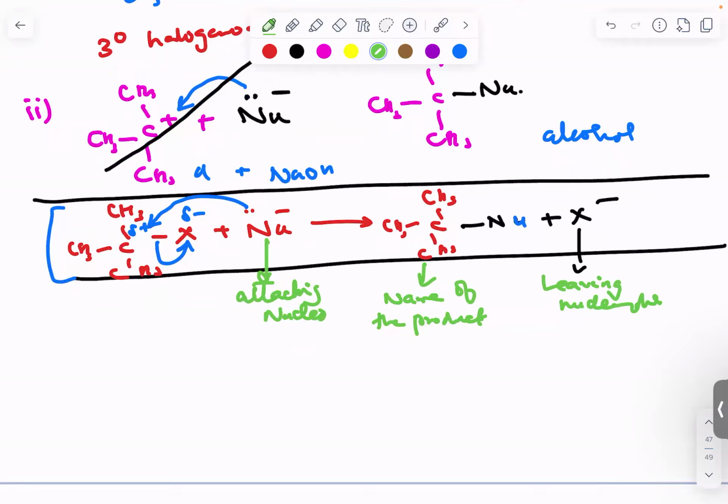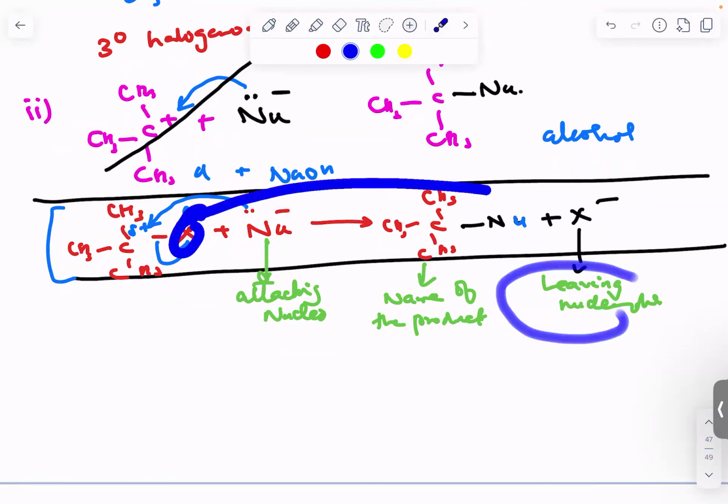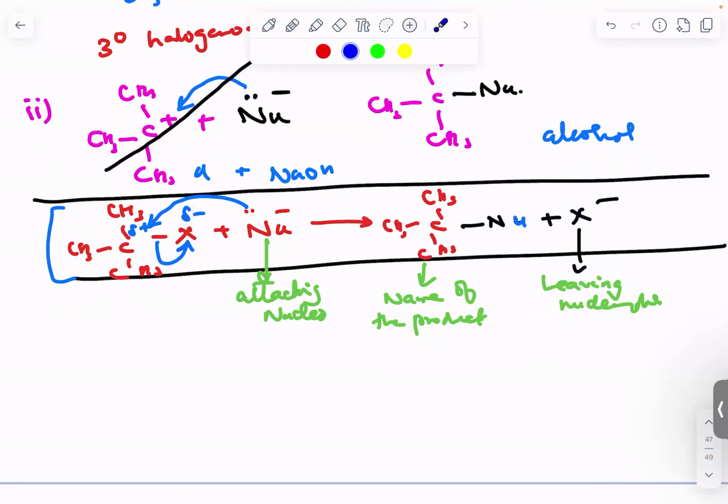Why is it called nucleophilic substitution? Because I said that X is the leaving nucleophile. So that means this nucleophile is going to take the place of this nucleophile, which is going to leave. So as one nucleophile substitutes the existing nucleophile, this is called a nucleophilic substitution reaction.